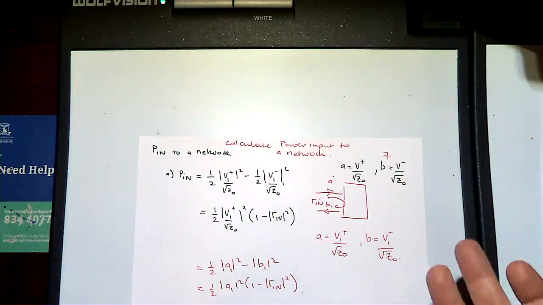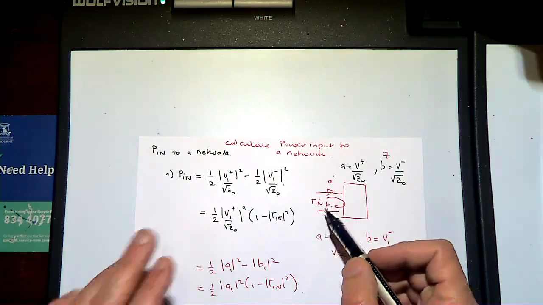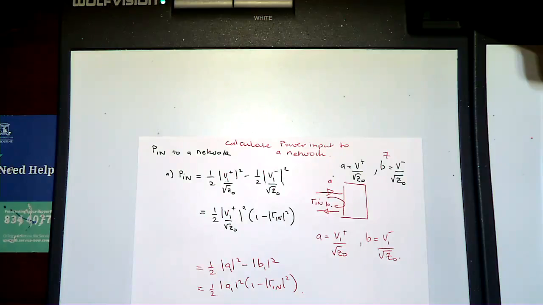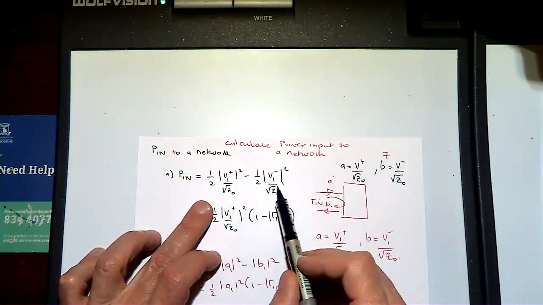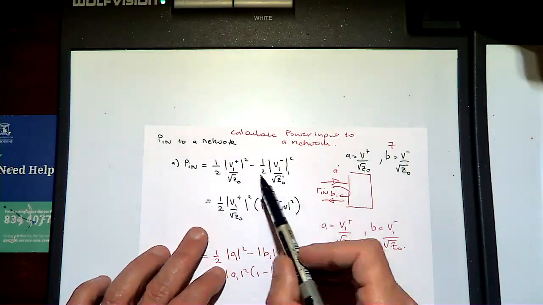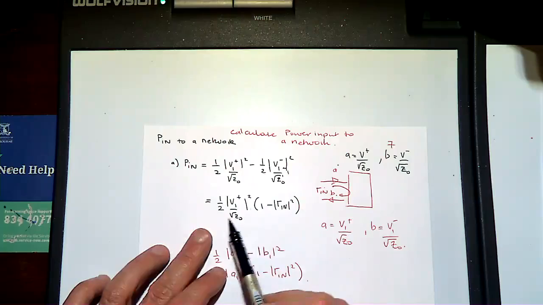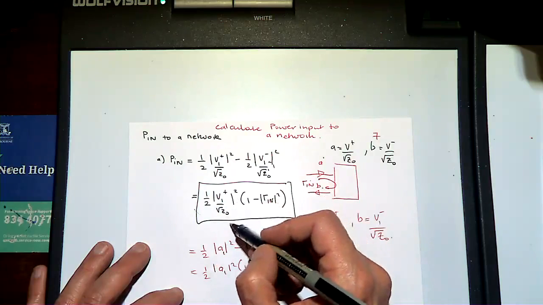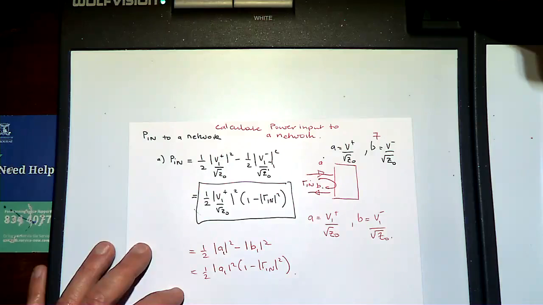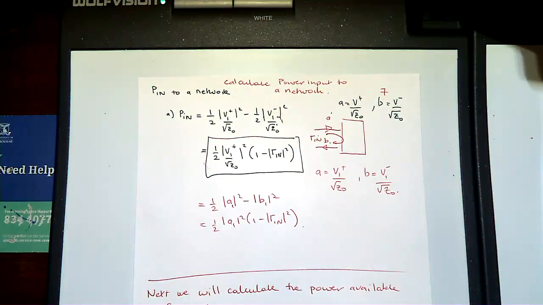Sure, right? So I've got a signal going in, V1 plus, which is the power that's incident onto that port. We know that some of the power is going to be reflected. So I've got the incident minus the reflected power, and we know that there's a relationship between the input power and the output power, so we can rewrite it in terms of V1 plus and the input reflection coefficient. Great. Okay, so therefore, that tells us the power that's going into a network.